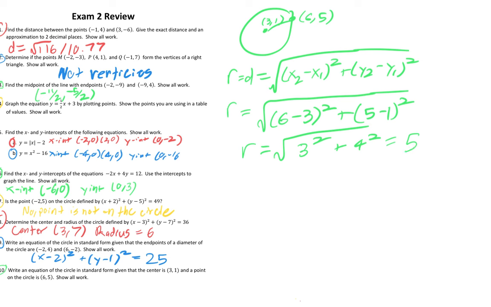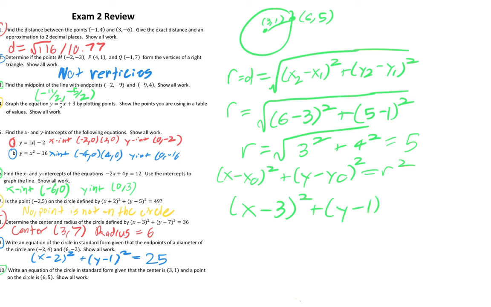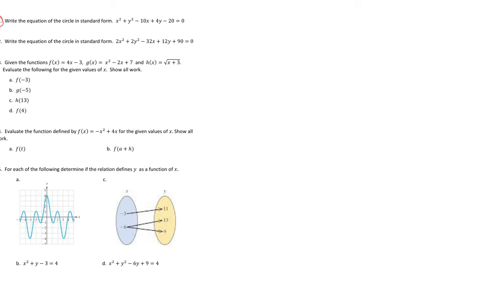So our equation for a circle is x minus x0 squared plus y minus y0 squared is equal to our radius squared, right? So plugging in our center value and our radius, the equation is going to be x minus 3 squared plus y minus 1 squared is equal to our radius of 5 squared, so it's going to be 25.